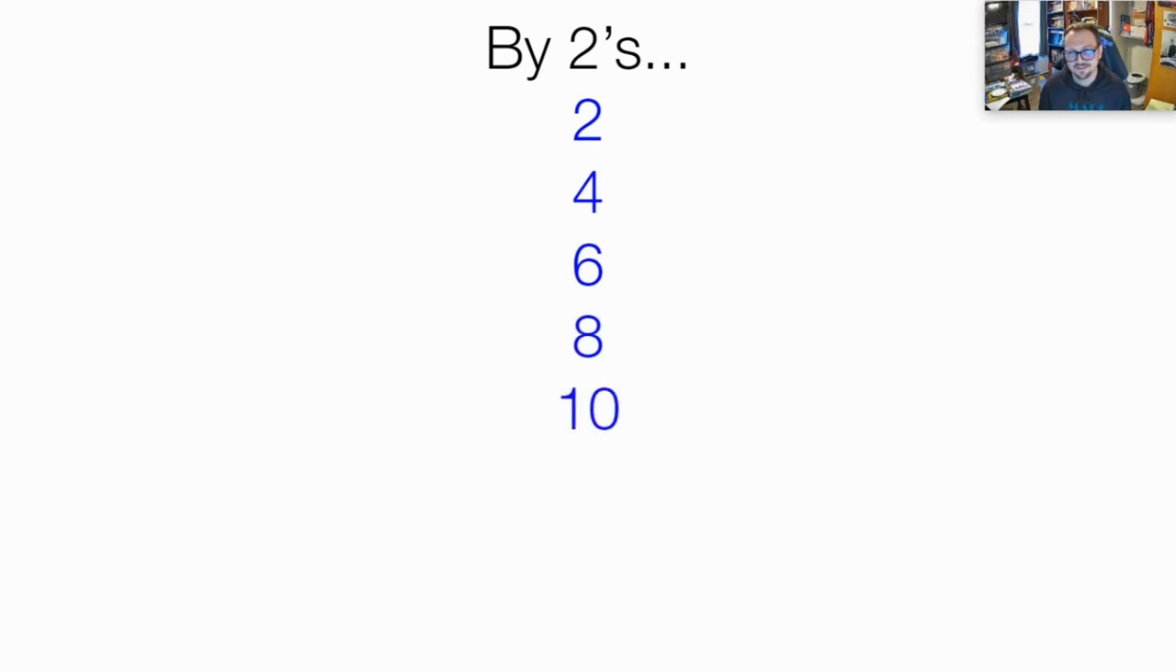Okay, let's skip count by ones. Count with me. 1, 2, 3, 4, 5, 6, 7, 8. We could keep going, but we won't. Now let's practice skip counting by twos. Here we go. 2, 4, 6, 8, 10, 12, 14, 16, 18, 20, and we would just keep going. Now let's skip count by threes.